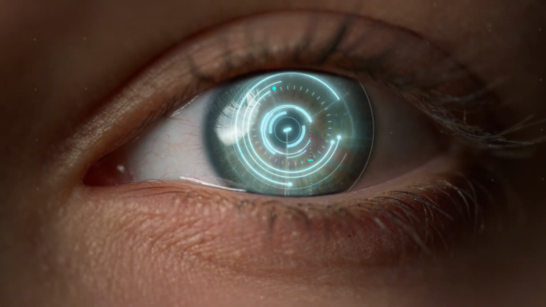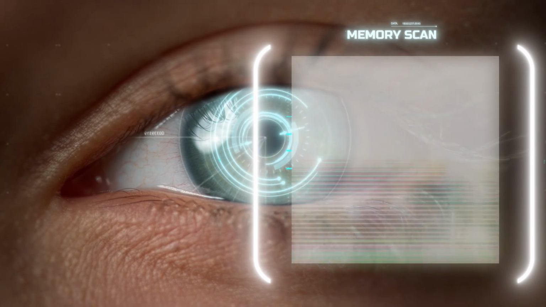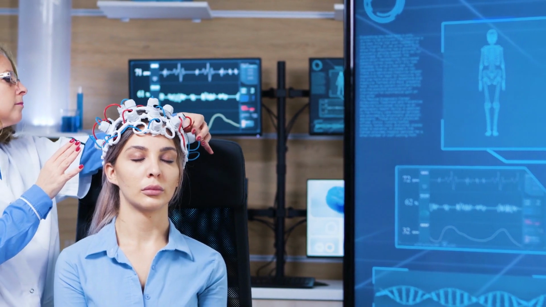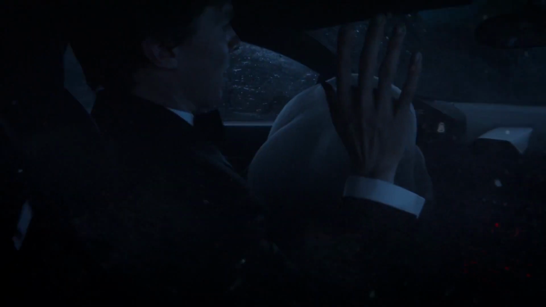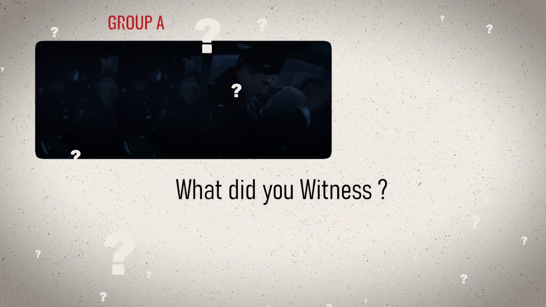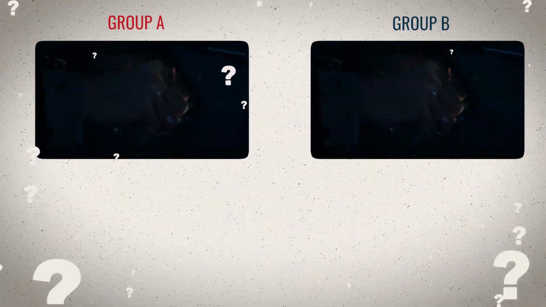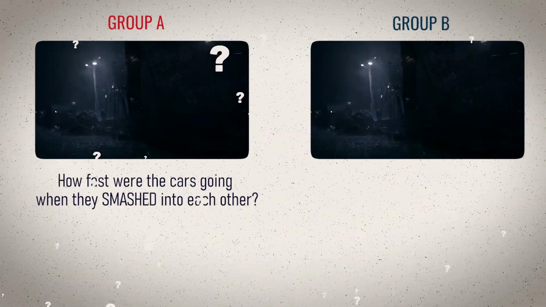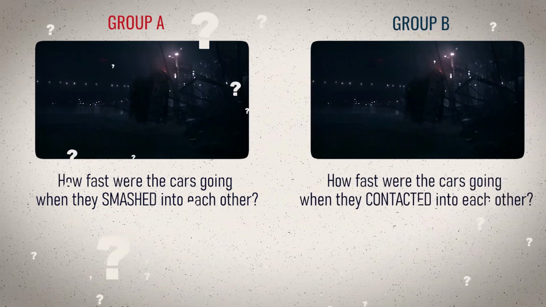Even your memories are affected by confirmation bias. You interpret and possibly even change memories and facts in your head based on your beliefs. In a classic experiment conducted by psychologist Elizabeth Loftus, participants were shown a video of a car accident. After viewing the footage, they were asked questions about what they had witnessed. However, the researchers manipulated the wording of the questions, asking some participants how fast were the cars going when they smashed into each other, while others were asked how fast were the cars going when they contacted each other.